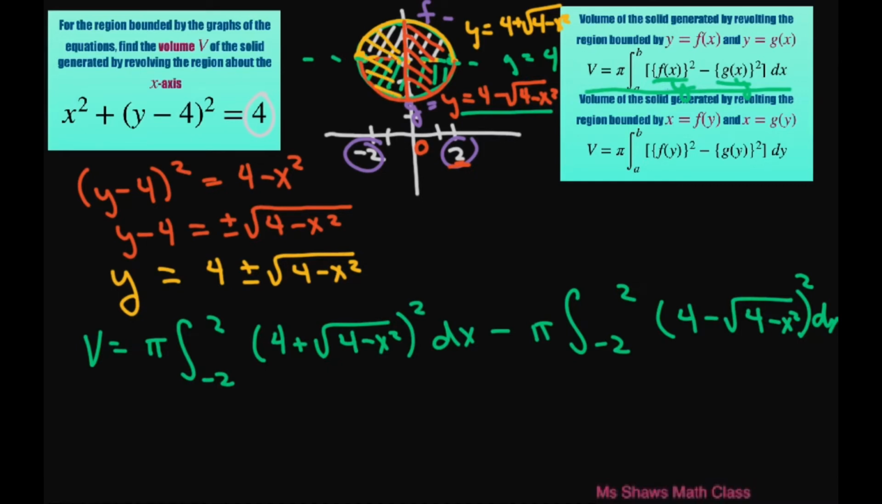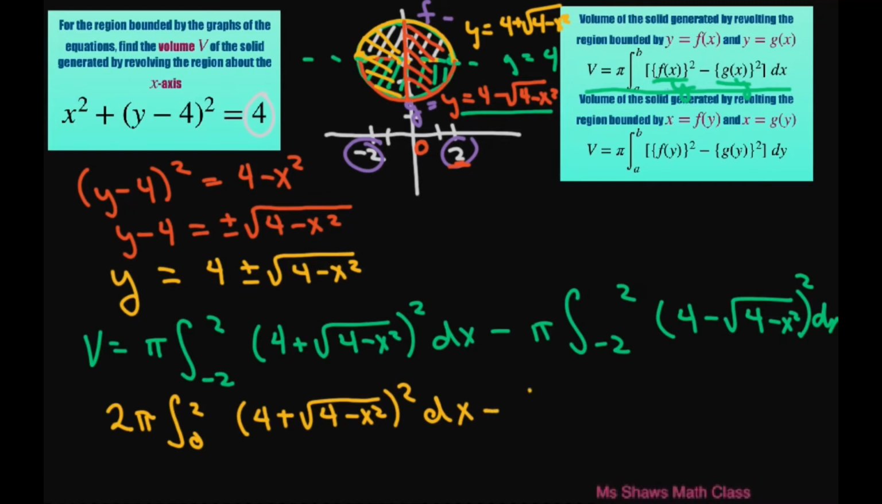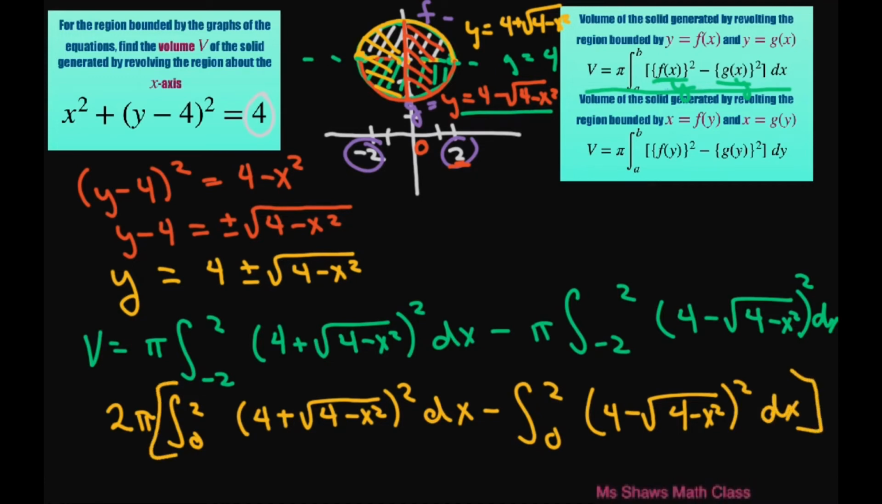Therefore, I can pull out 2 pi, and then go from 0 to 2 of (4 plus the square root of 4 minus x squared) squared dx, and then minus, going from 0 to 2 as well, (4 minus the square root of 4 minus x squared) squared dx. And this is all multiplied by 2 pi.